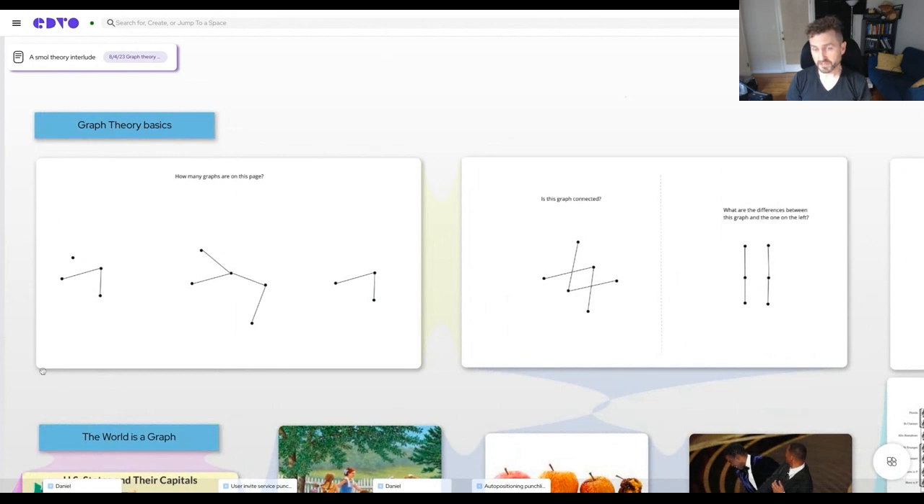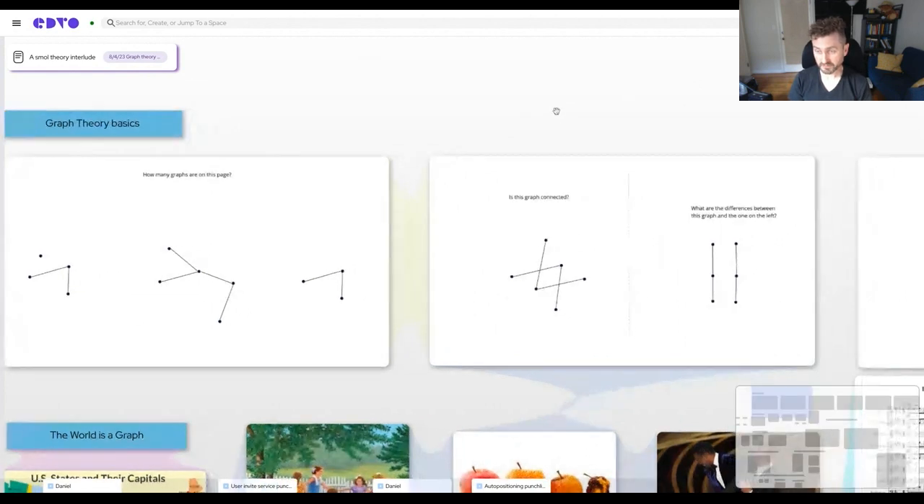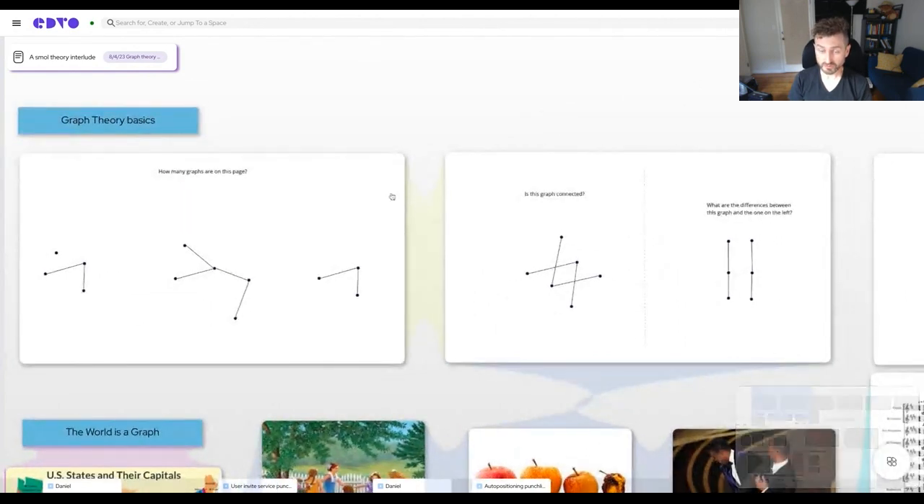So this prompt says how many graphs are on this page, and it's a trick question because we haven't defined how many graphs are on this page. It could be one graph where we have 3 clusters of nodes that are not connected, or it could be 3 different graphs. Either way, we have a series of vertices and edges between some of those vertices that create the visual that we are visualizing in this way here.